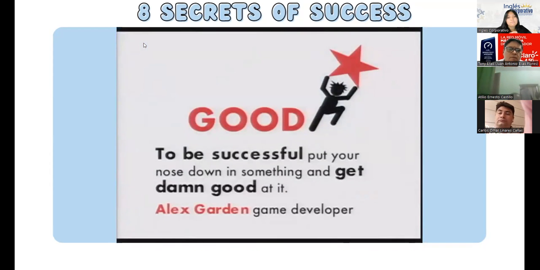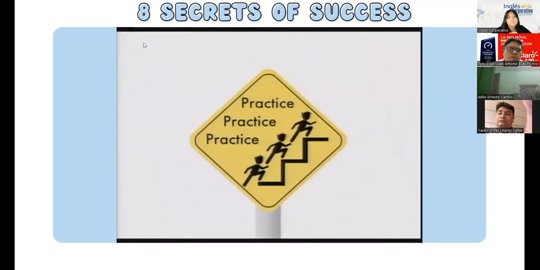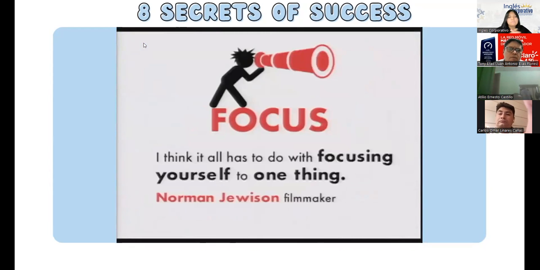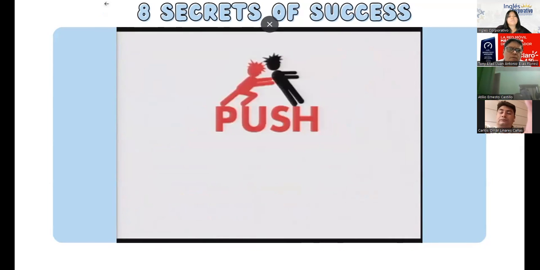TEDsters do have fun working, and they work hard. I figure they're not workaholics. They're work-frolics. Good. Alex Garden says, to be successful, put your nose down in something and get damn good at it. There's no magic, it's practice, practice, practice. And it's focus. Norman Jewison said to me, I think it all has to do with focusing yourself on one thing. And push.